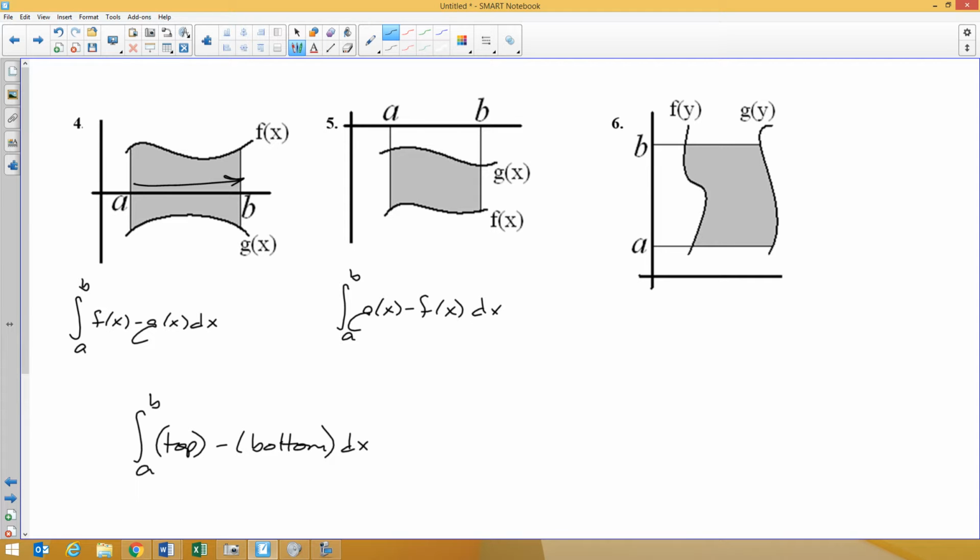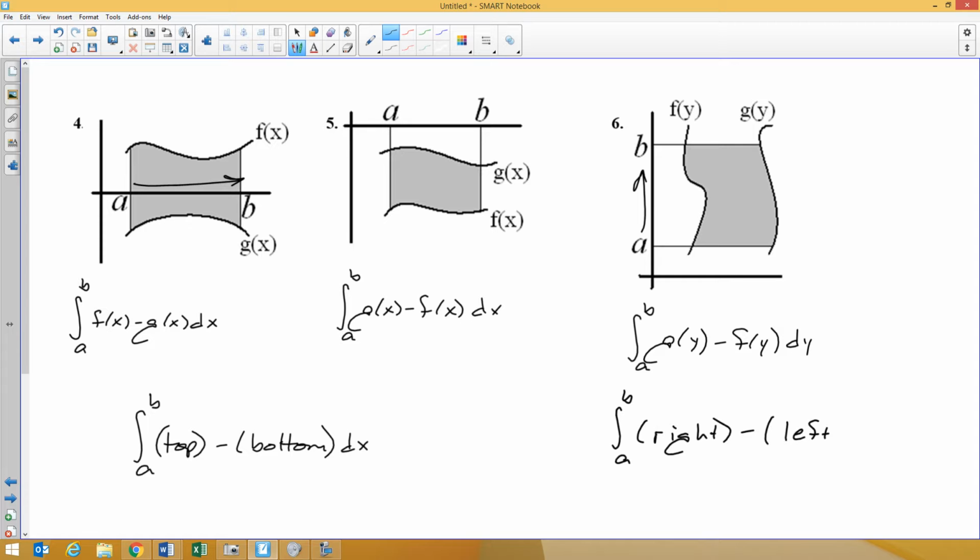because as soon as you get comfortable with the dx situations, I'm going to throw something at you like number 6 here, and now my functions are functions of y. They are not functions of x anymore. And when we set these up, if you have a right and a left situation instead of a top and a bottom, you go from the lower y value to the upper y value, so we'll go from a to b, and in this case it's going to be right minus left, so g of y minus f of y dy. And if you have a right minus left situation, it will always be a to b of the right curve minus a to b of the left curve, and this would be a dy situation.